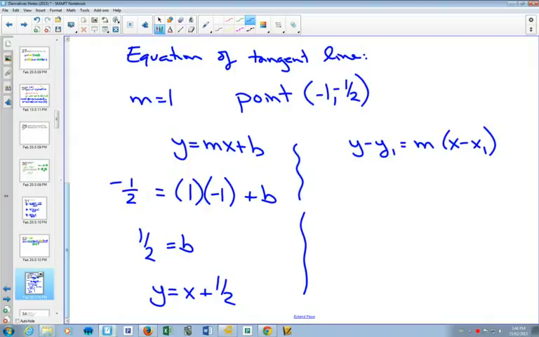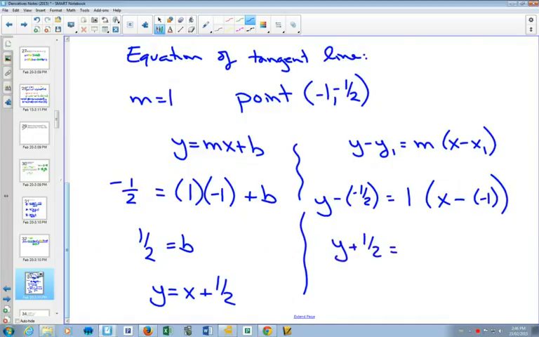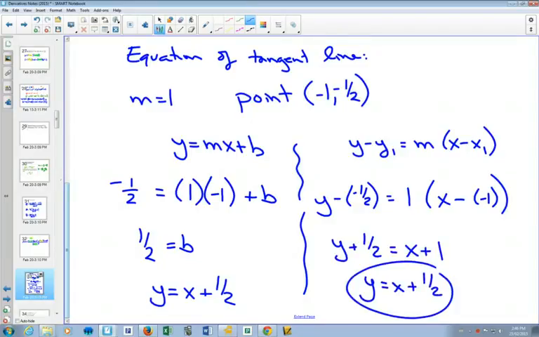In the other one, you know the slope is 1. Plug in your x value. It's negative 1. Plug in your y value at negative 1/2. So you'd have y plus 1/2 equals x plus 1. Subtract 1/2 on both sides. And you would get the same answer either way.